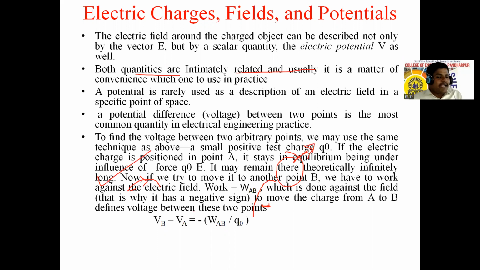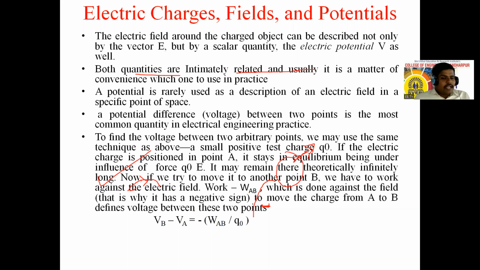It is represented by minus W_A, which is done against the field. That is why it has a negative sign. We are applying force, or we are moving that object opposite to that of the electric force, so that we are giving a negative work done. Negative work done we want to do to move the charge from A to B, and this will define the voltage between these 2 points, right?